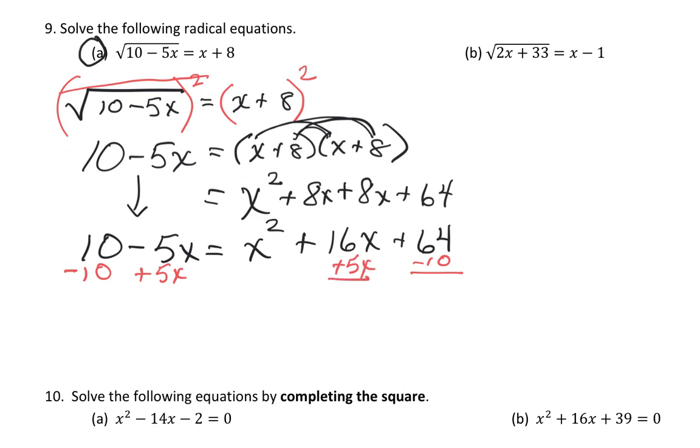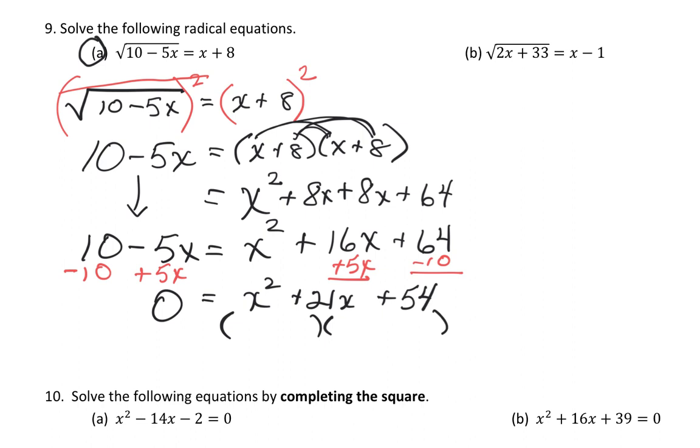All right, that gives me 0. And we should be left with a polynomial. That's 16 plus 5, that's 21x, and 64 minus 10 is 54. Okay, not the easiest to look at, but it should factor. Let's see.